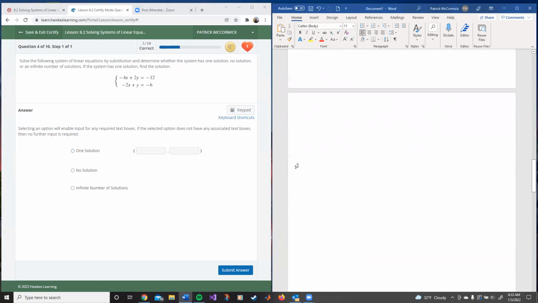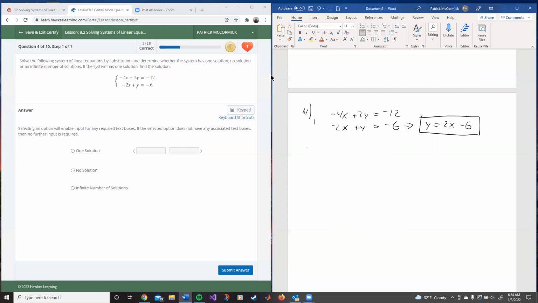All right, so problem number 4. So here's our system: -4x plus 2y equals -12, -2x plus y equals -6. All right, so we're solving by substitution. So now let's look at these. Which one do you want to solve for? Well, the first one, no thanks. The second one, the y is by itself again. So I'm going to solve this one for y because it's the easiest. So y equals 2x minus 6. There's my substitution.